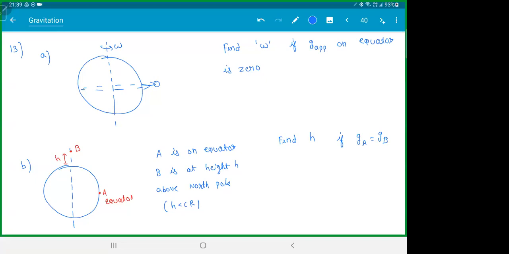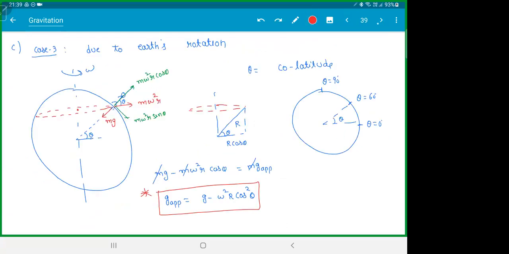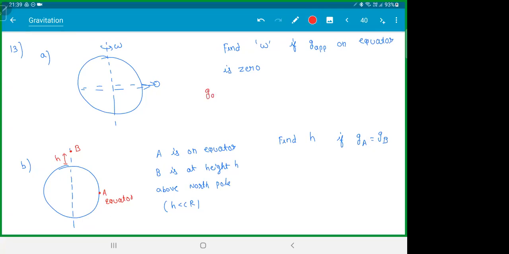The first one is easy, direct formula substitution. So this is a formula, no? G apparent, and theta is zero at the equator. G apparent will be g minus omega square R cos square theta, which should be zero. Theta is also zero here. Omega is root g by R. So if the earth rotates this fast, we are going to fly away. Exactly, won't fly away. We'll be just floating on the surface. You won't be in contact with the ground anymore, no?